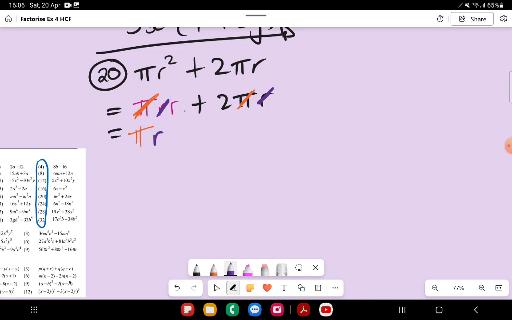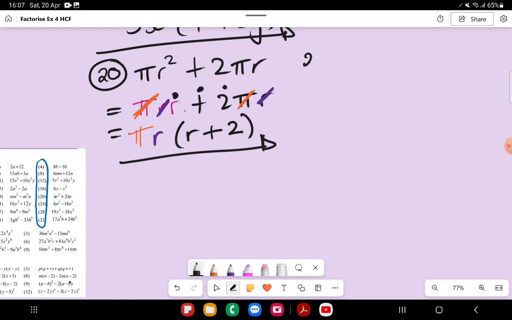That's the end of this number. r and 2 are not the same, so I'm left with an open bracket, first term r, then plus second term 2, finished, close bracket. So that, ladies and gentlemen, is my final answer. I cannot simplify anymore.